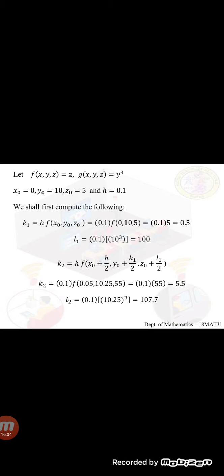So k1, h into f of x naught, y naught, z naught, h is 0.1, f of 0, 10, 5. These are the points. Z is 5 now. So 0.1 into 5, 0.5. Similarly L1, it is y cube. So 0.1 into y cube is 10 cube, that is 100. Similarly K2, after substituting the values in the formula, you will get 5.5. Then L2 as 107.7. K3 as 5.885 and L3 as 207.27. K4 as 21.227 and L4 as 400.83.